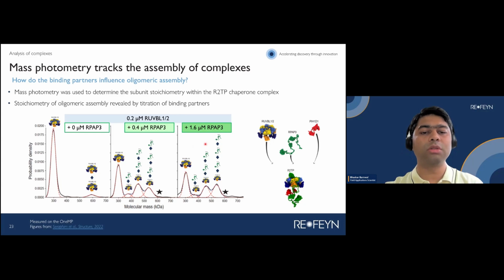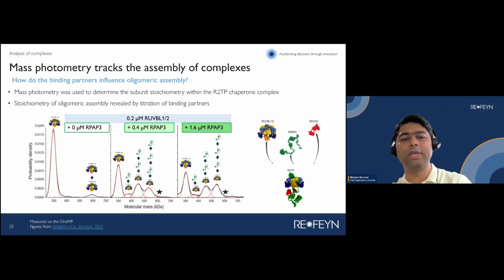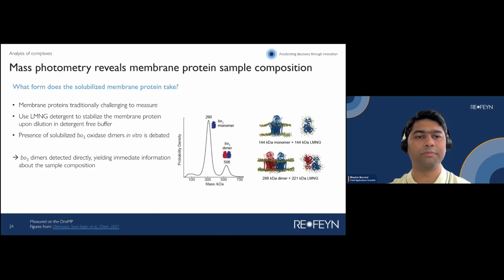And when you increase the concentration of RPAP3 by 4 times, what you see is the dimer is still not seen, and at the same time, the 1:1 stoichiometric complex has gone down in proportion. And you see the increase in 1:2 and 1:3 complexes here. So if you have any complexes and you want to do any titration studies, you are always welcome to do that using mass photometry to understand your complexes.